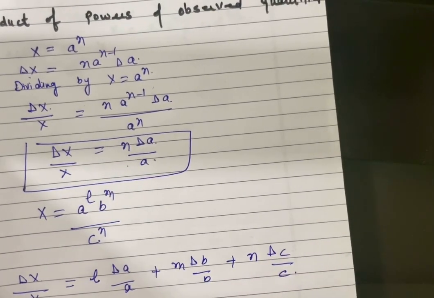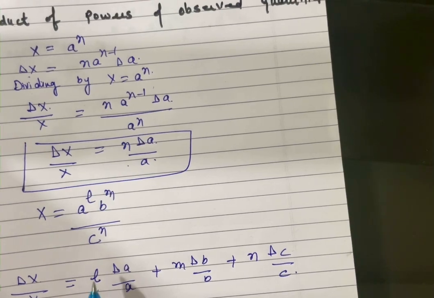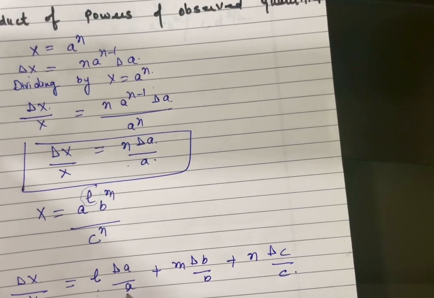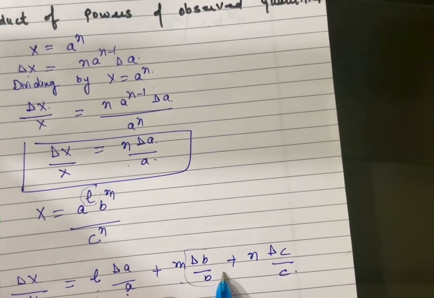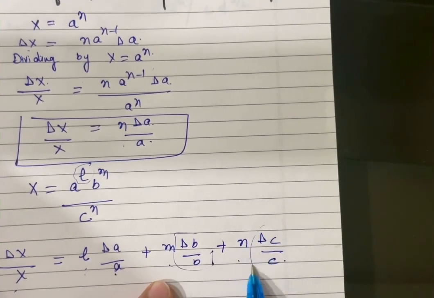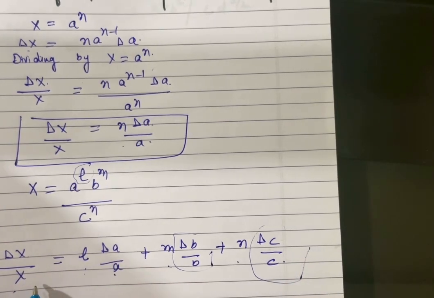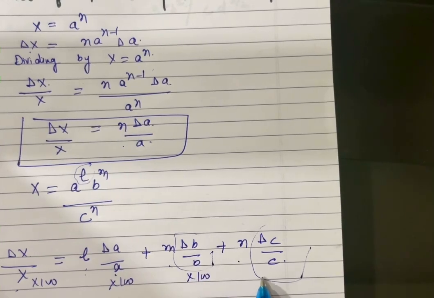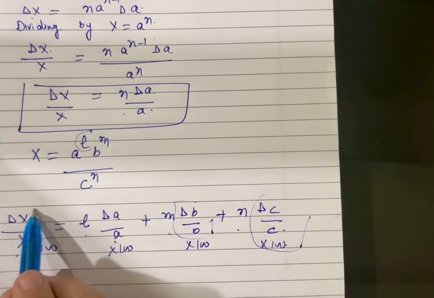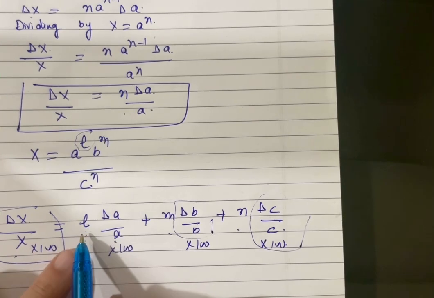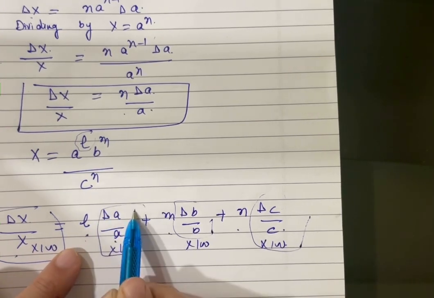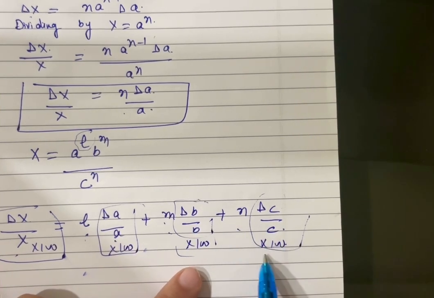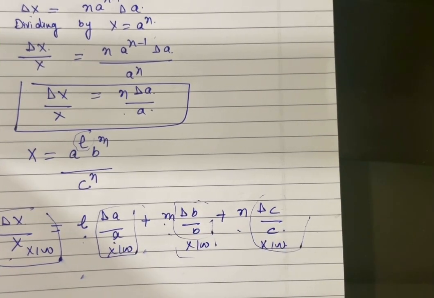Or we can say the maximum error in x is equal to L, the power, into the maximum relative error in A, M into the maximum relative error in B, N into the maximum relative error in C. And when we multiply it by 100, it will be percentage error. Then the percentage error in X is equal to L times the percentage error in A, M times the percentage error in B, and N times the percentage error in C.